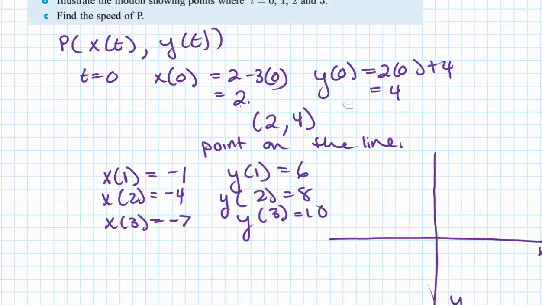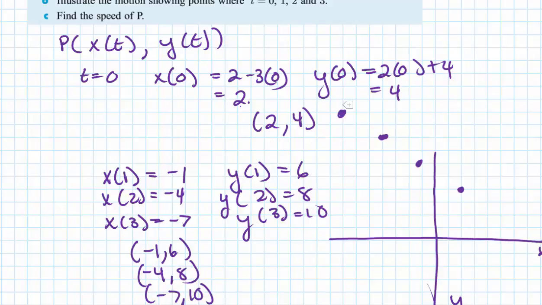So in the interest of time, I just went ahead and found those. So I have the points (2, 4) that you're starting with here, and (-1, 6), (-4, 8), and (-7, 10). So I'm going to go ahead and plot those. So here I have that plotted.